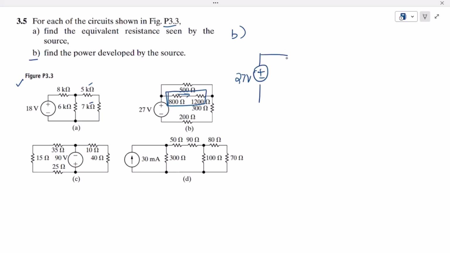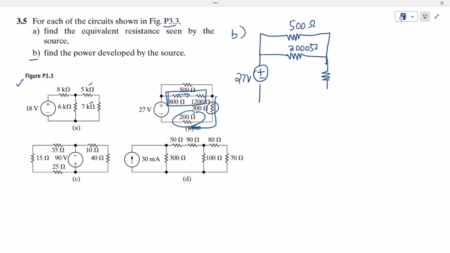So this is the equivalent resistance made by these two, and the upper one is this 500 ohm. 1200 plus 800, that is 2000 ohm. And the other two resistors are here. We can see that these two are also in series, the same amount of current is flowing through them.